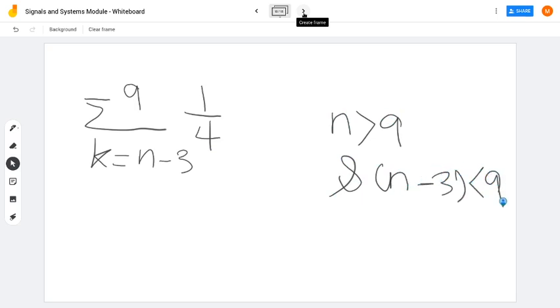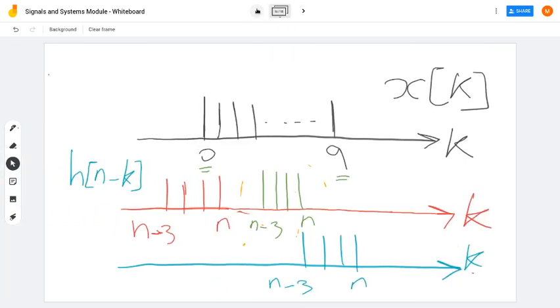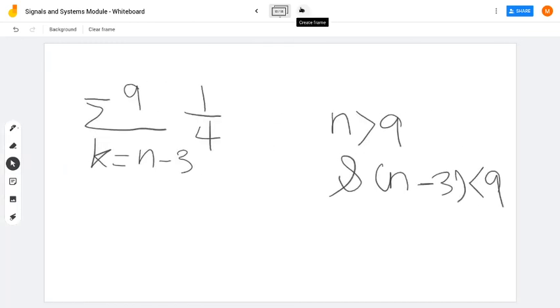Going back, over here, the last case we're going to have is when n minus 3 is larger than 9. In this case, if n minus 3 is larger than 9, there would be no overlap, and the output would be 0. So I can write it as 0 for n minus 3 larger than 9.